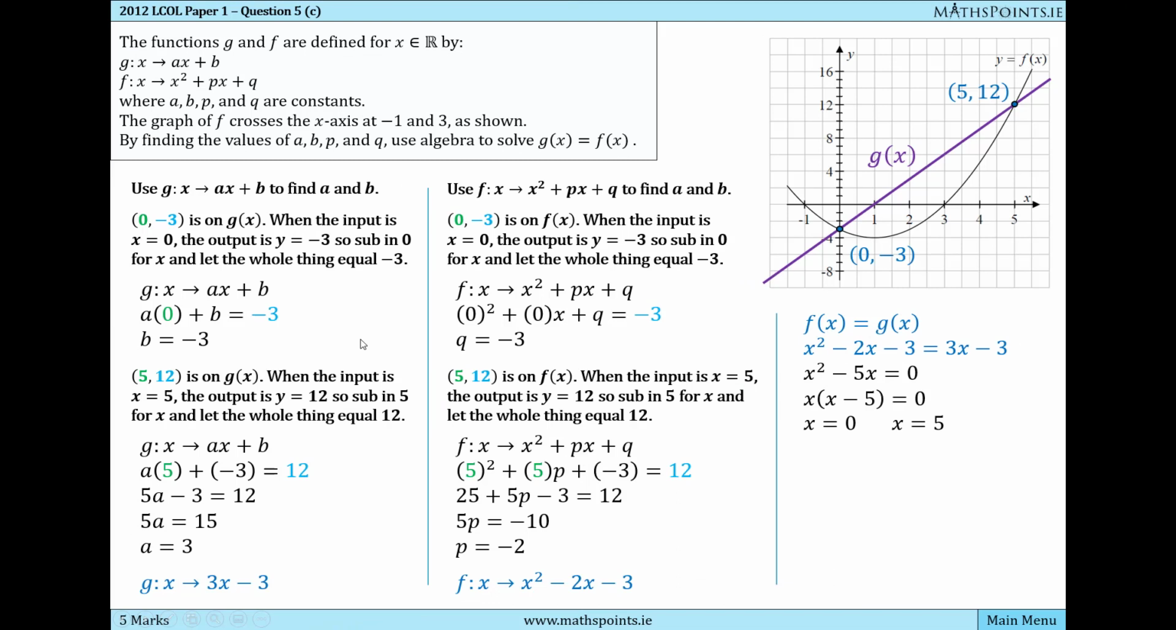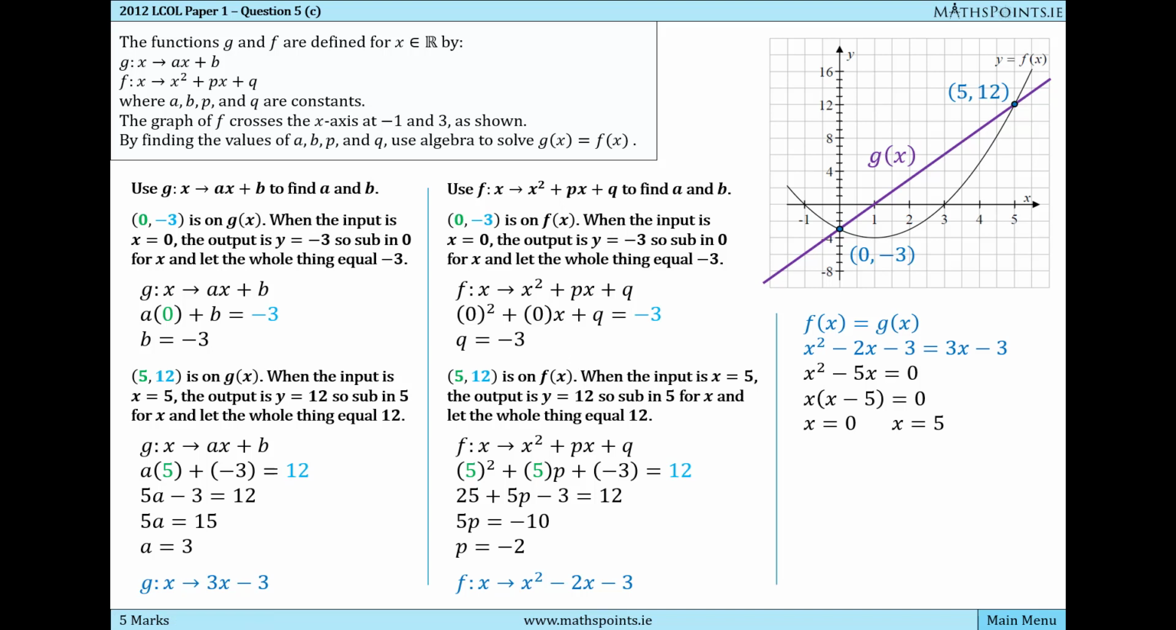Note in this alternate solution that we could have used the same two points, (0, minus 3) and (5, 12), that we used in the g function to solve for a and b, to solve for p and q in the f function. (0, minus 3) and (5, 12) are also points on f. In the previous slide we used (minus 1, 3), but selecting any points on that curve, we'll find the same two values for p and q.